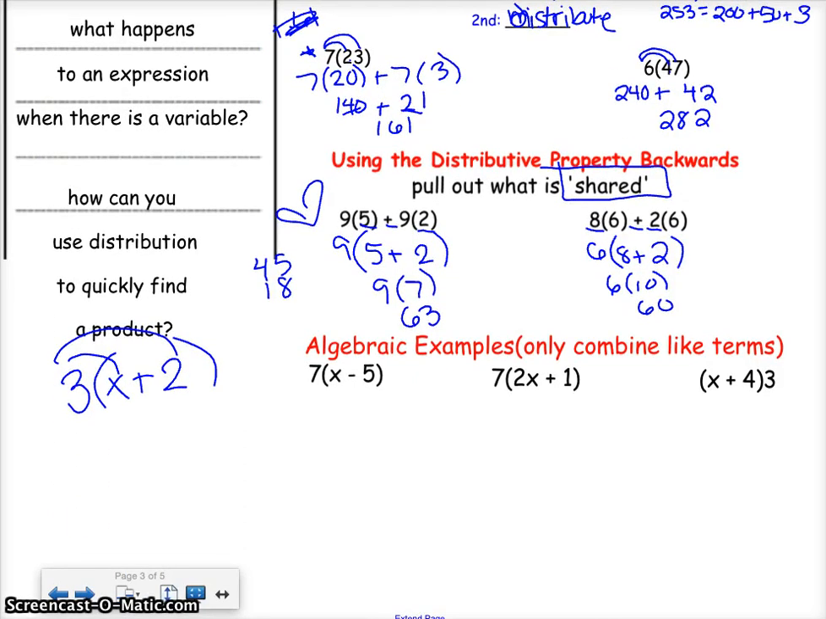This is the one that's going to help us the most with the rest of our 7th grade year, 8th grade year, 9th grade year, all throughout high school. So algebraic examples, you want to remember to only combine like terms. So you can't combine things together unless they both have a variable.